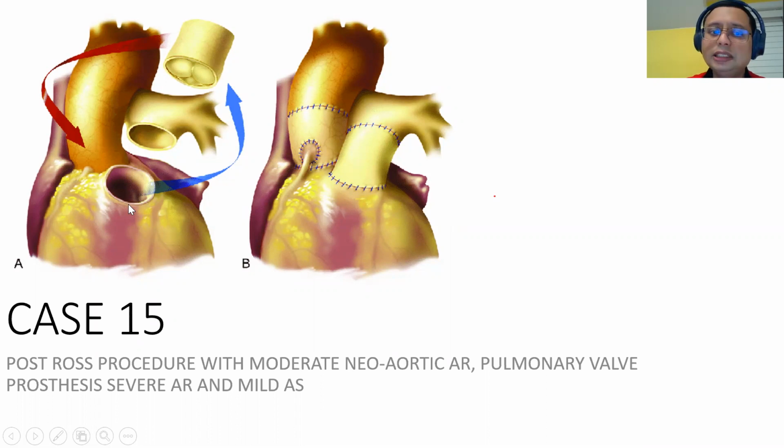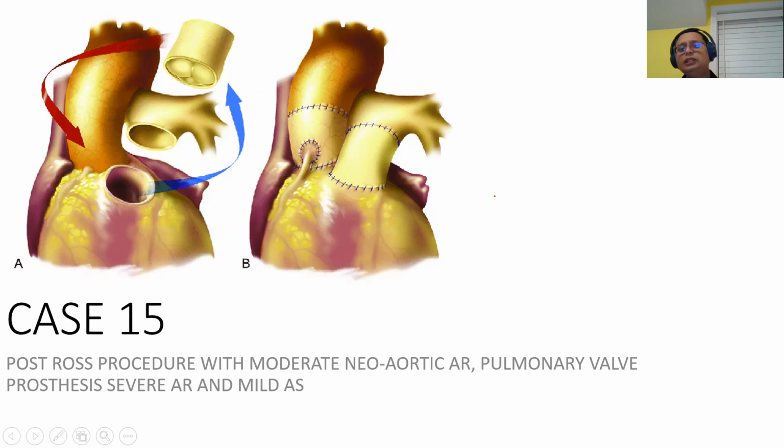Now you will ask me, what happens in this empty space here? In this empty space, you put a homograft. So what is a homograft? A homograft is a root plus conduit plus valve. It is a root plus valve that comes from a cadaver. So this patient will end up like this. This is the old pulmonary root that is now in the aorta, and this is the homograft.